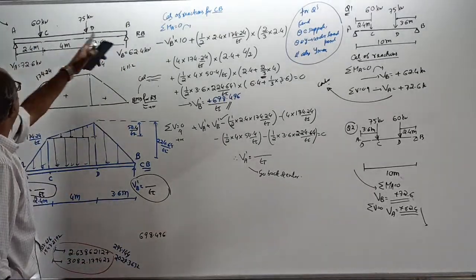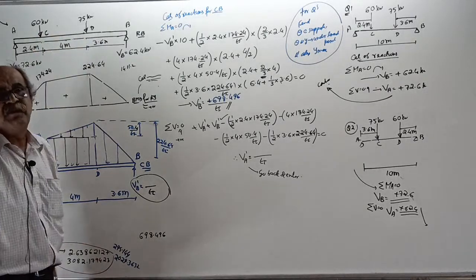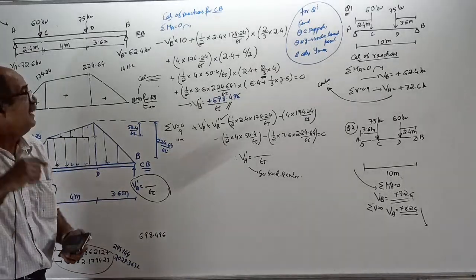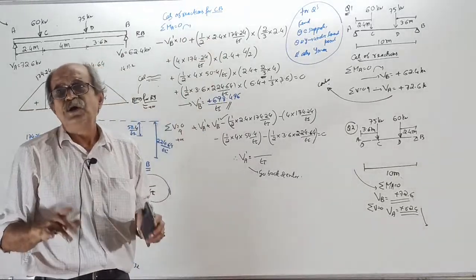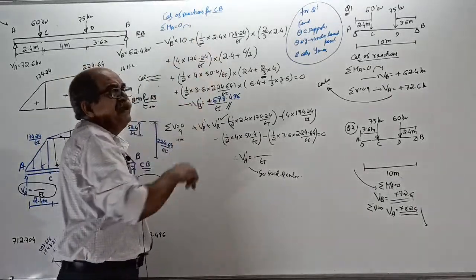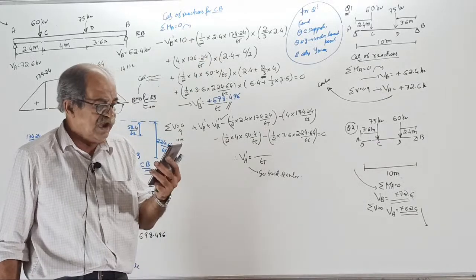Theta A, theta B, theta C, YC, theta D, YD, where Y is maximum and how much is Y maximum. Then I am solving in the class by conjugate beam method, so I should continue by conjugate beam method only. I calculate the answer by conjugate beam only, because you are telling checked again.